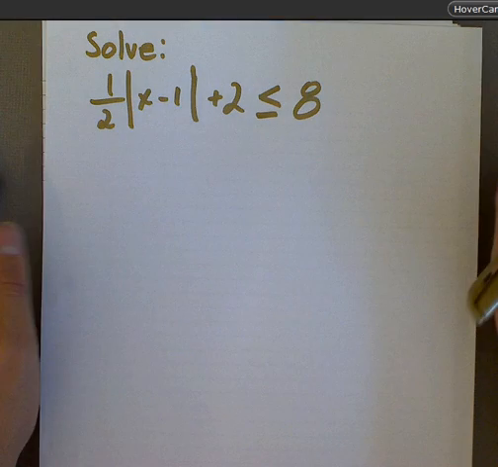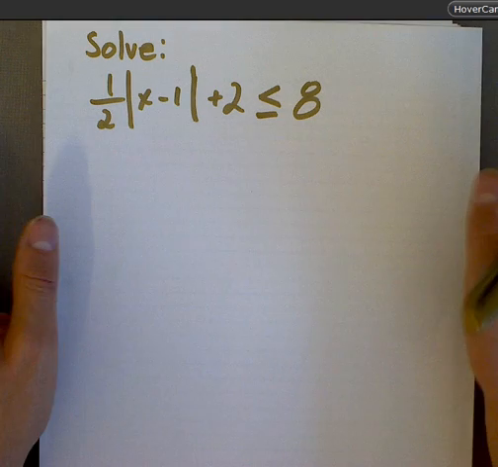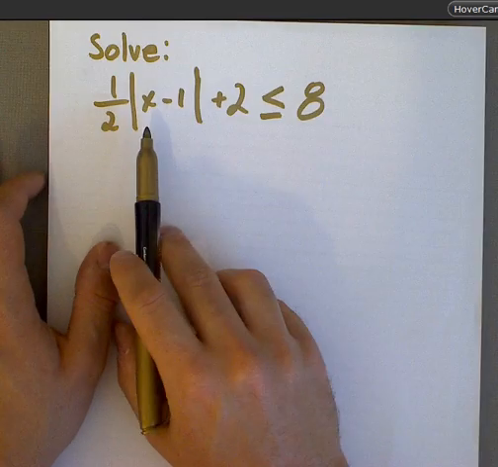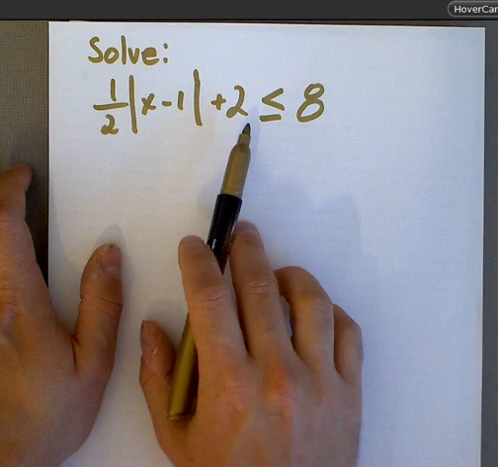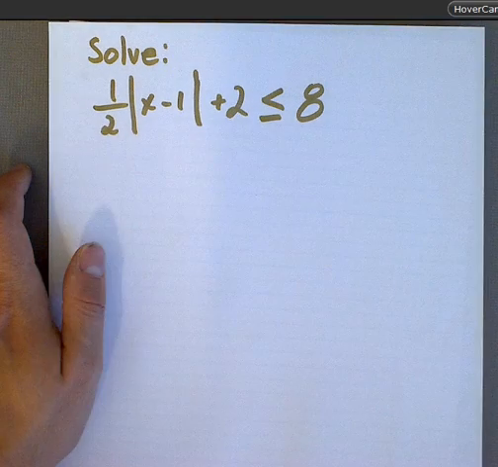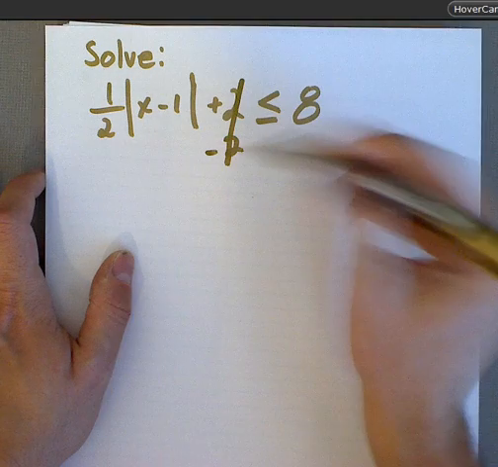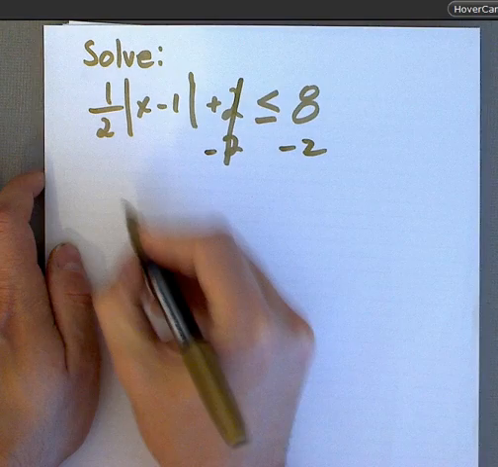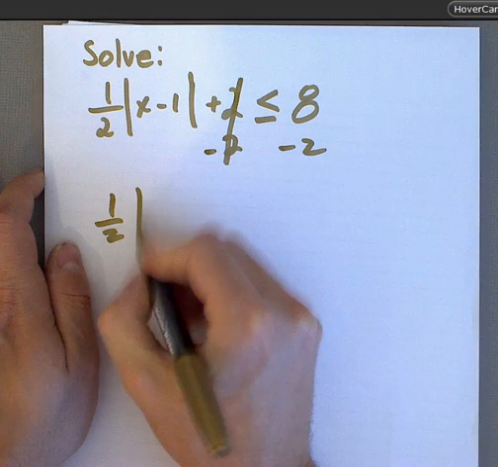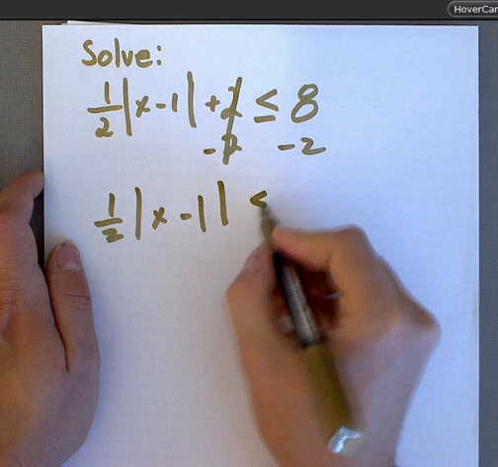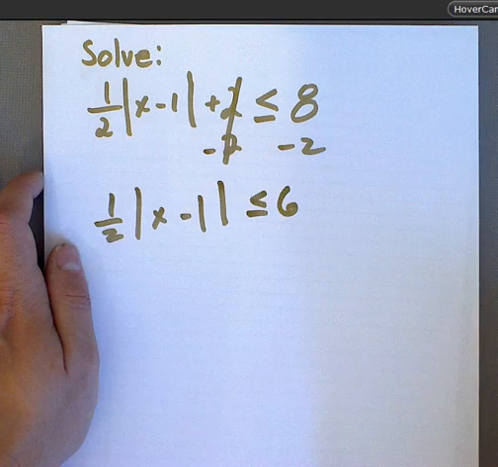Alright, so we're asked to solve this absolute value inequality, and the question is what values of x will make the left side less than or equal to 8. So let's start by subtracting the constants. So subtract 2 on both sides. That leaves us with |1/2 x - 1| is less than or equal to 6.